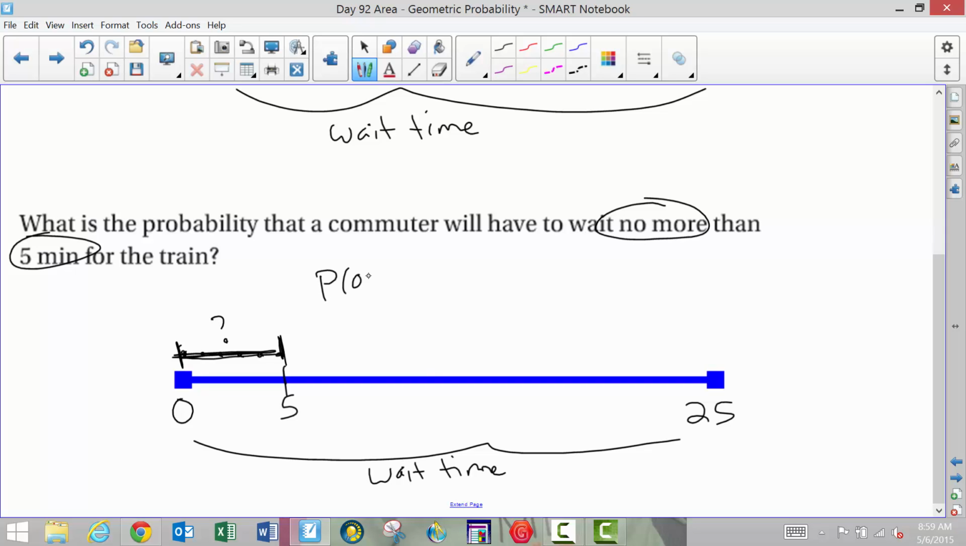So I want the probability he's going to wait between 0 and 5. Well, the length of the wait is 25. That's 5. So the chance he's going to wait between 0 and 5 minutes for his train, well, the segment length of waiting no more than 5 minutes is 5, so reduced it is 1/5, which is 20%.